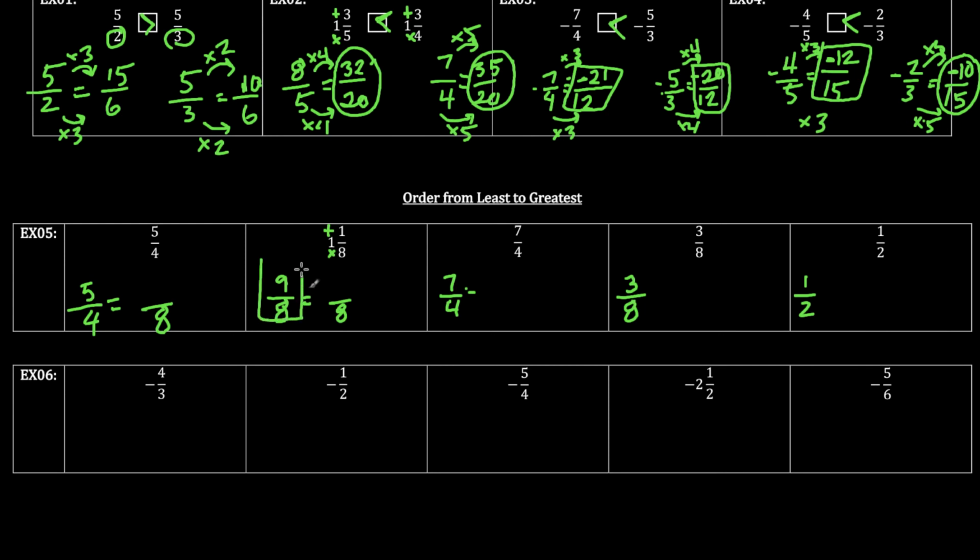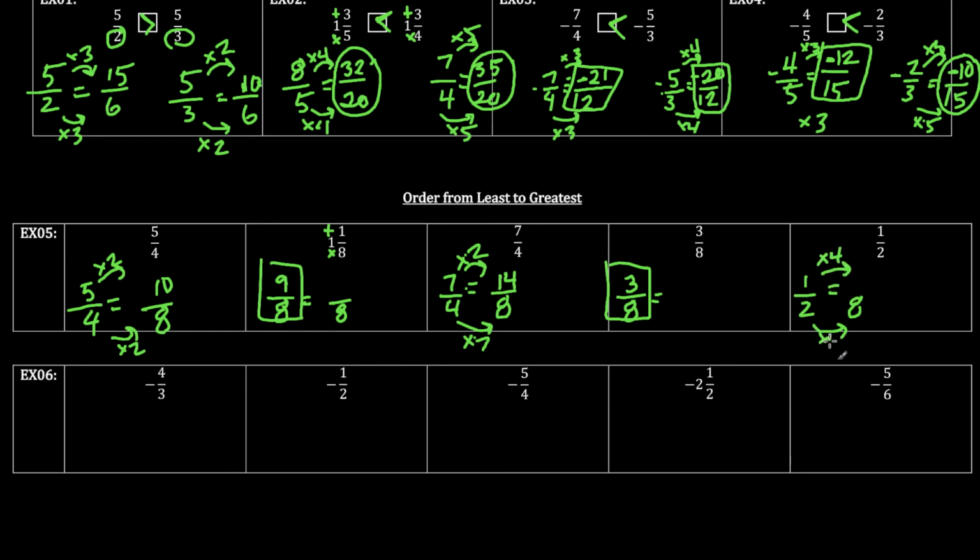Now remember, we're changing all these to eighths. So this one's good already. This one's good already. So 5/4, times 2 is 10/8. 7/4, times 2 again is 14/8. And 1/2, times 4 is 4/8. Okay, 4/8, 14/8.